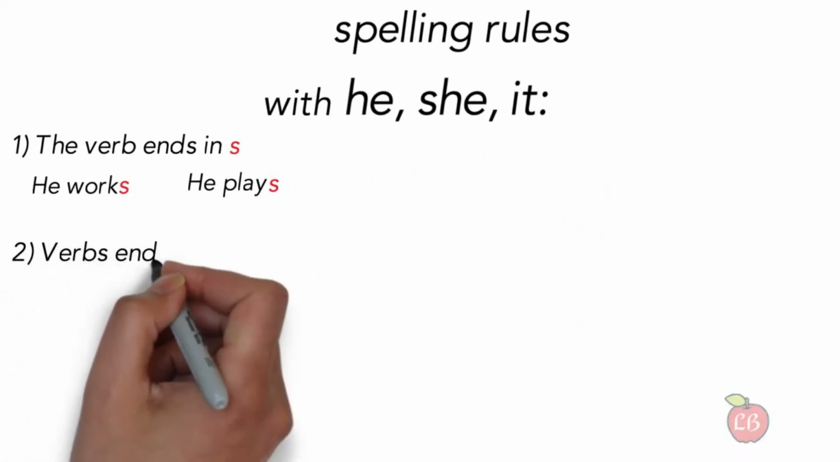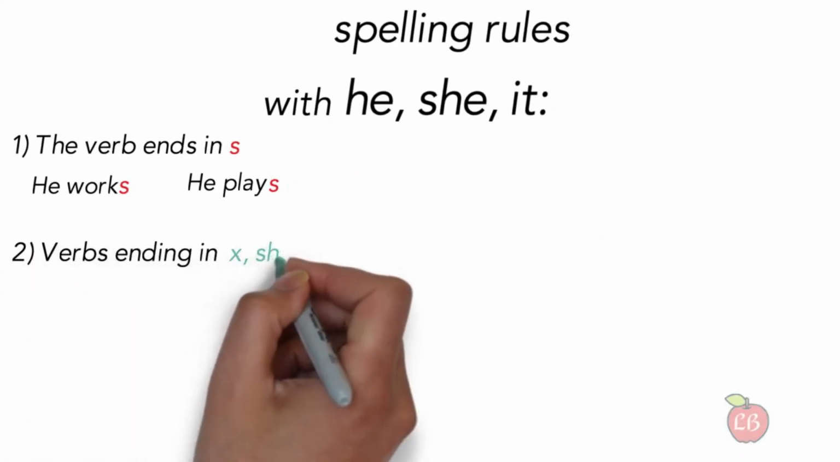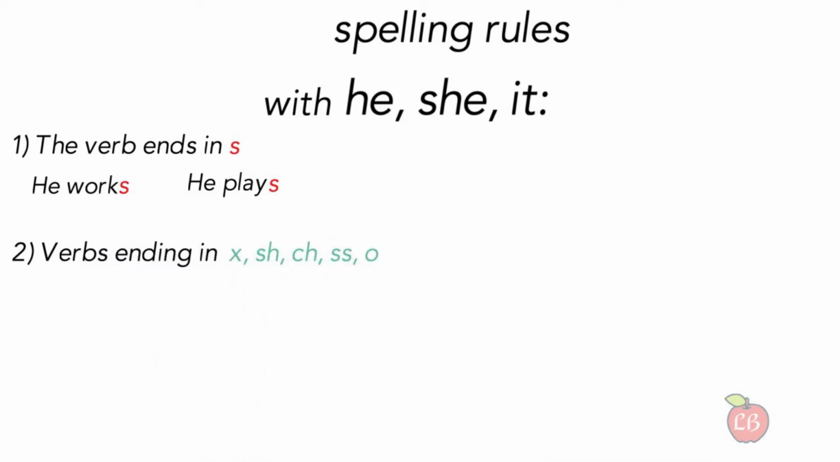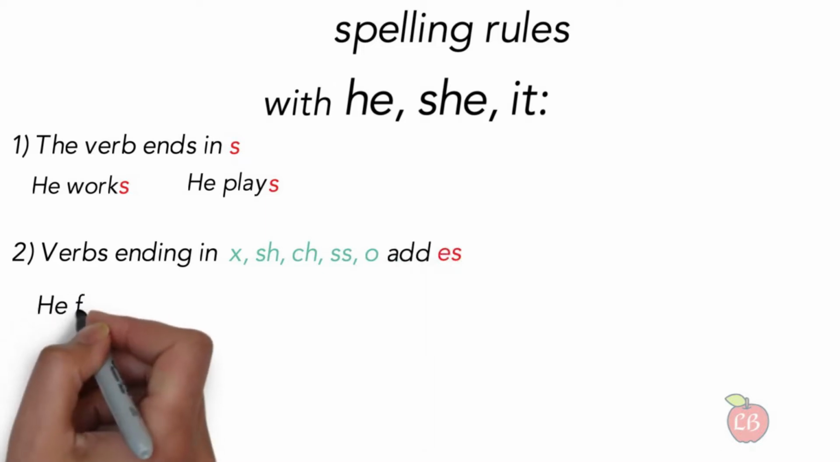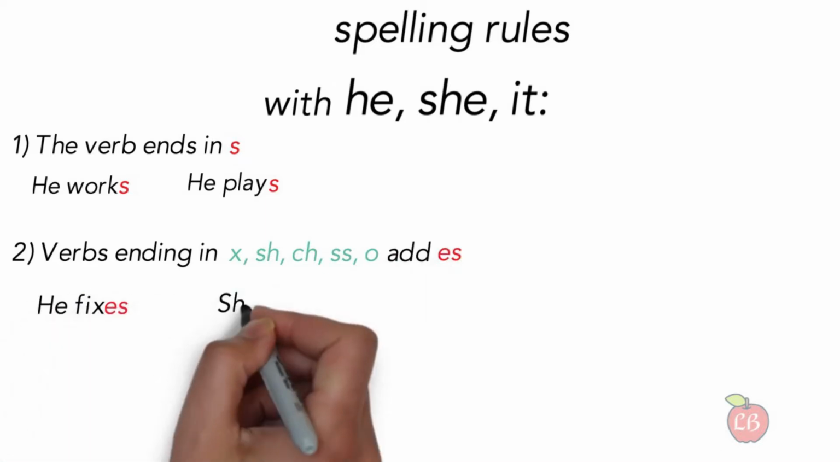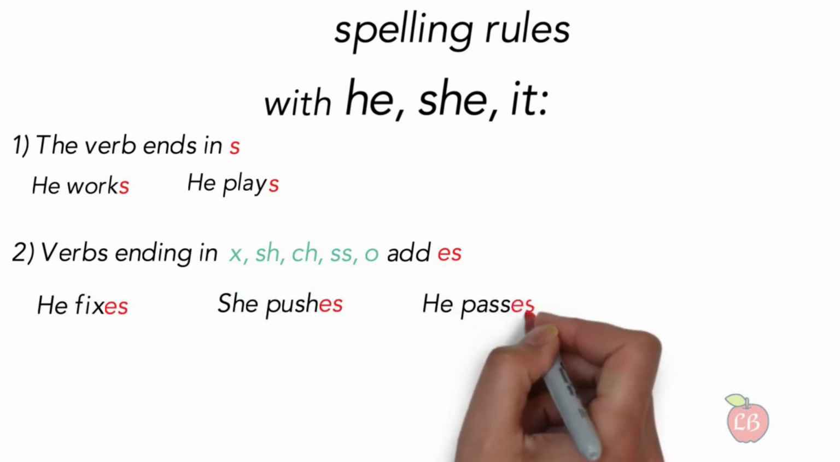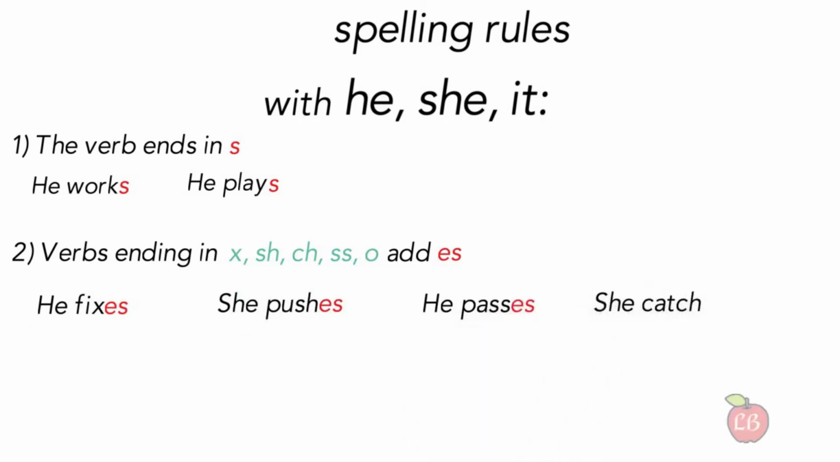Rule number 2 says that verbs ending in x, sh, ch, double s, and o, they add es, and the pronunciation of this ending is "iz". So he fixes, she pushes, he passes, she catches.